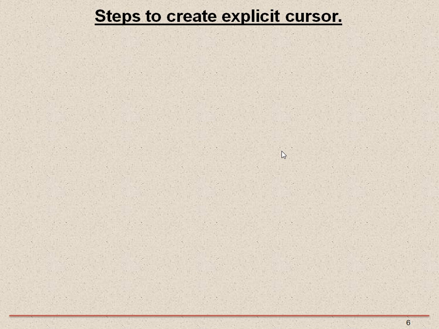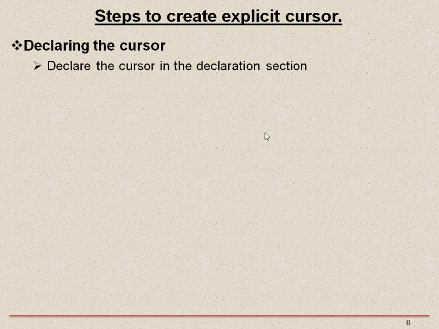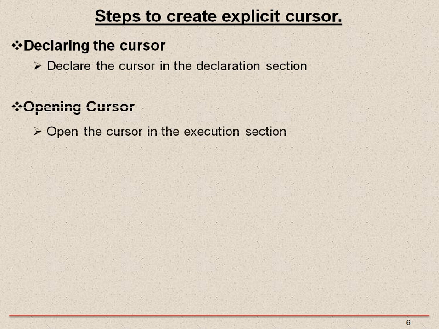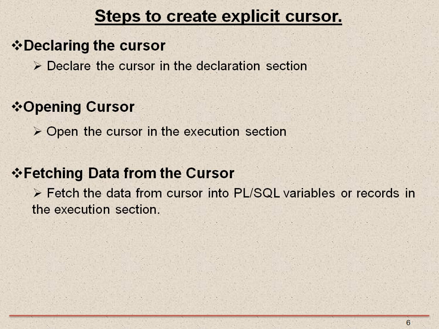Now, the steps to create an explicit cursor. This is very important. If you want to create an explicit cursor on your own, you have to follow the steps I am discussing right now. The first step is declaring the cursor in the declaration section. The second is opening the cursor in the execution section, so we can perform operations on it. Then fetching the data from the cursor into PLSQL variables or records in the execution section. And the last is closing the cursor.